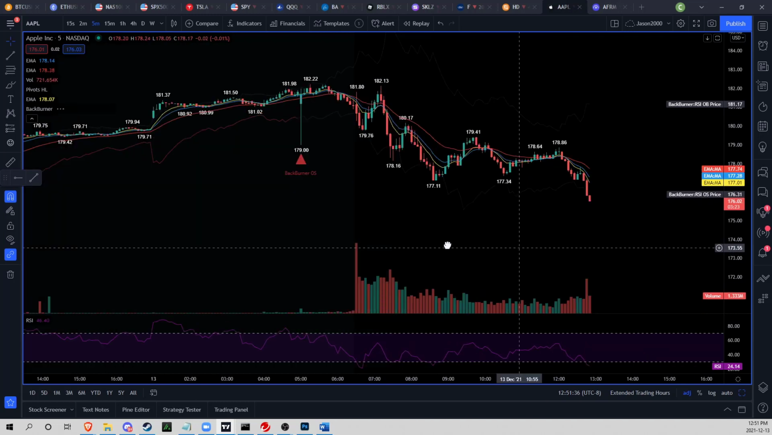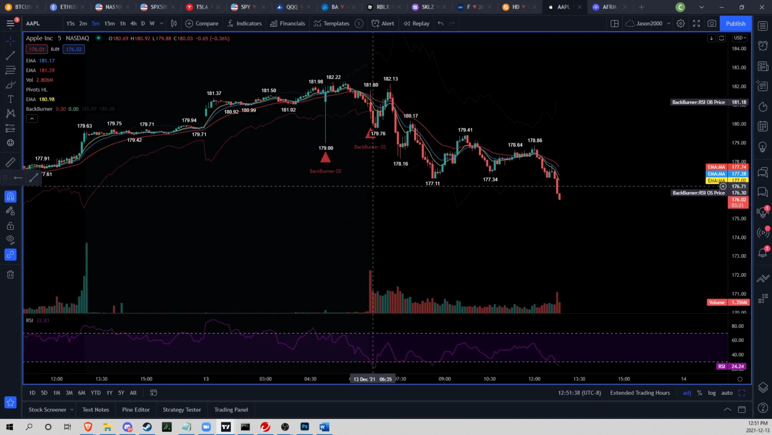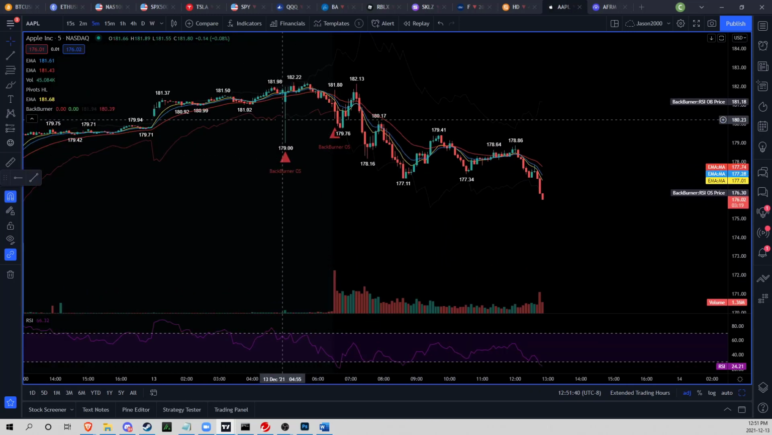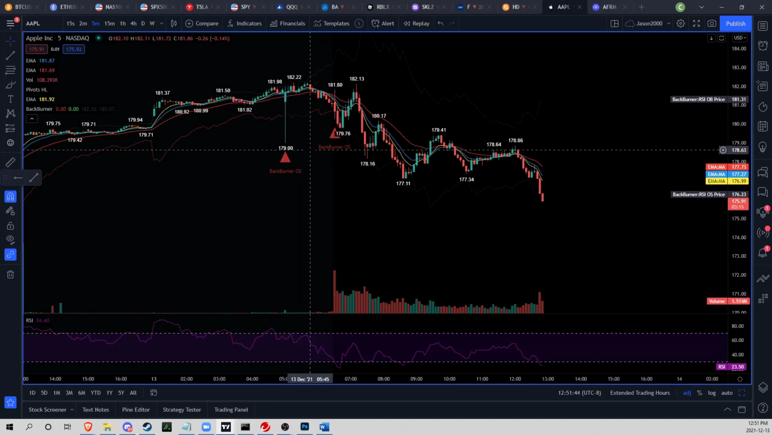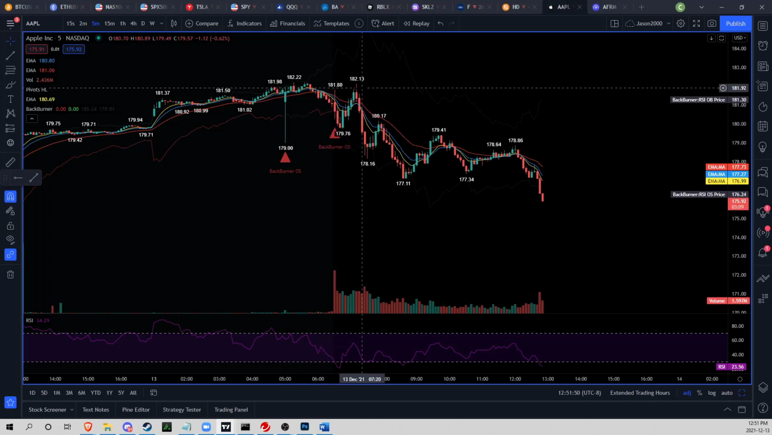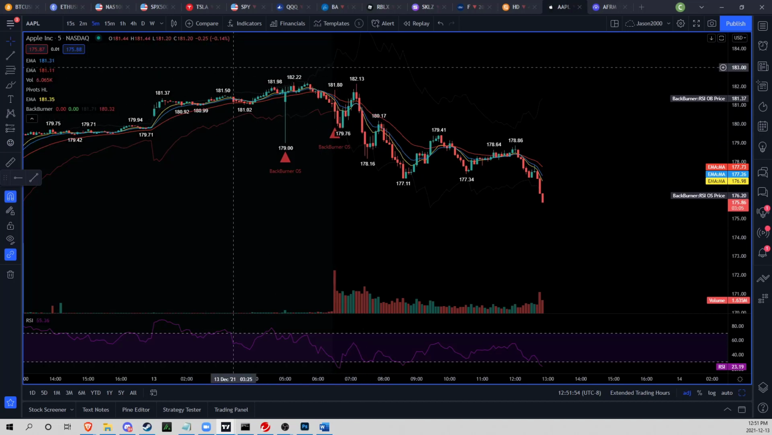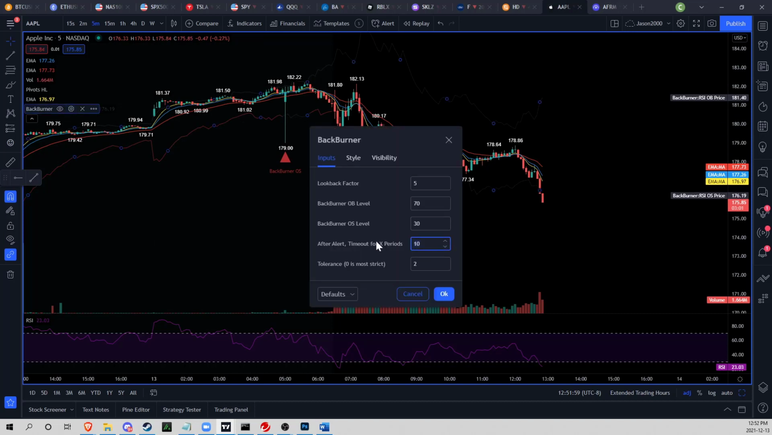And it should populate one for us. Perhaps, there it is. So we have changed our timeout. We can see that the gray bar is active for 10 periods. The alert conditions are met again. And then we get another BackBurner oversold and a nice little $2-3 run. So all in all, pretty nice little ability to change your timeout factors and your periods. Again, we'll stick to 50.